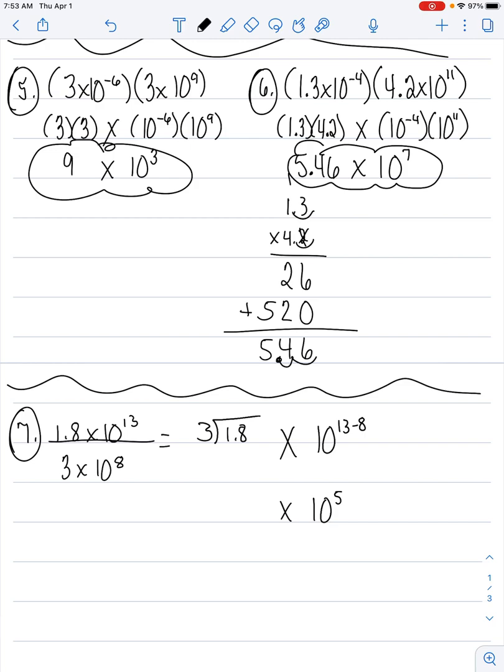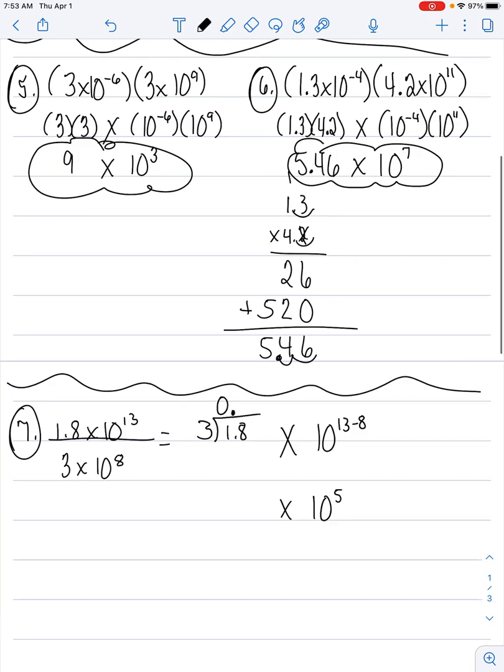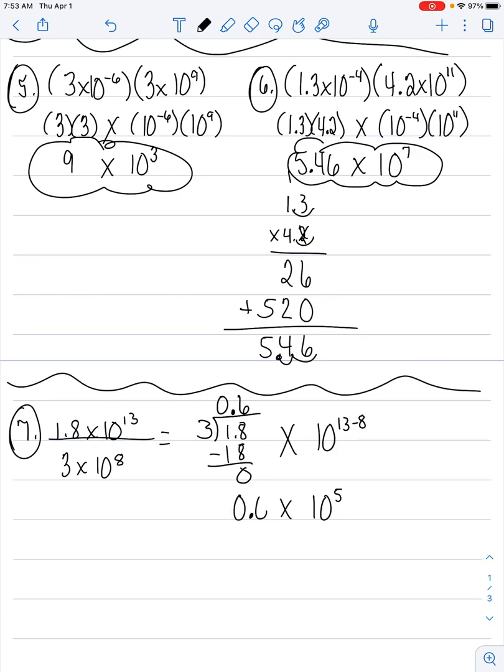Now let's do this division. How many times will 3 go into 1? It won't. I do need to bring my decimal up. And then, how many times will 3 go into 18? 6. 6 times 3 is 18. So that is my answer. Now I want you to take a look at this. I have 0.6 times 10 to the 5th power.